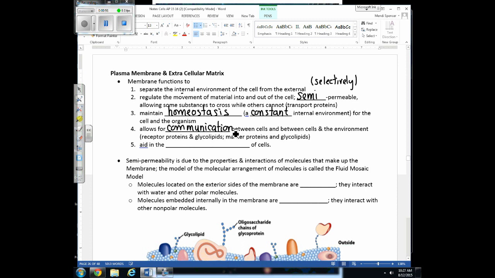Cells can communicate with each other, and cells can also communicate with the environment. And then it also aids in the adhering of cells, or the anchoring. Most of your cells aren't floating around. They're anchored together, forming tissues.